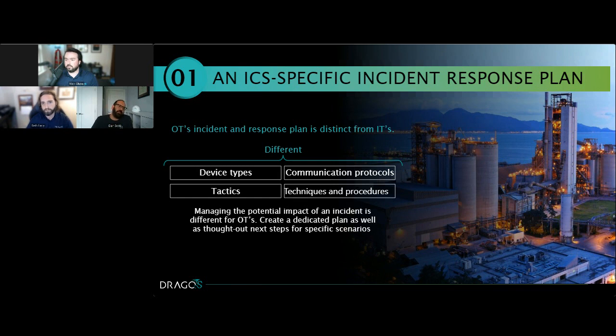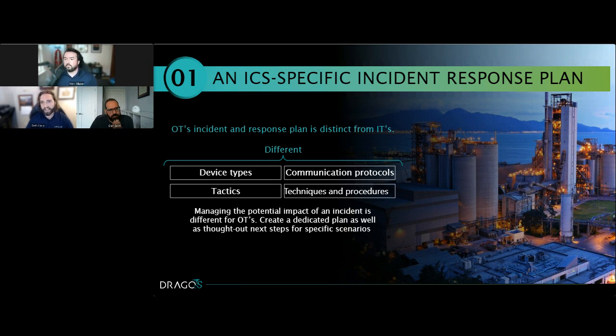Yeah, that's interesting. Thanks, Seth. And I would ask Seth or Nick, whether it's in the plan or whether it's a scenario for a tabletop, what are some of the types of things that you would recommend that a pharmaceutical company include as scenarios to be thinking about?